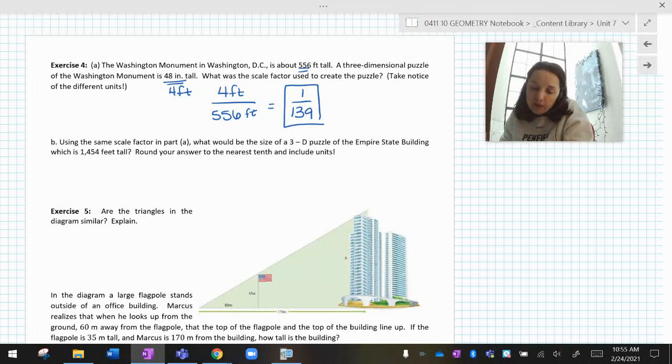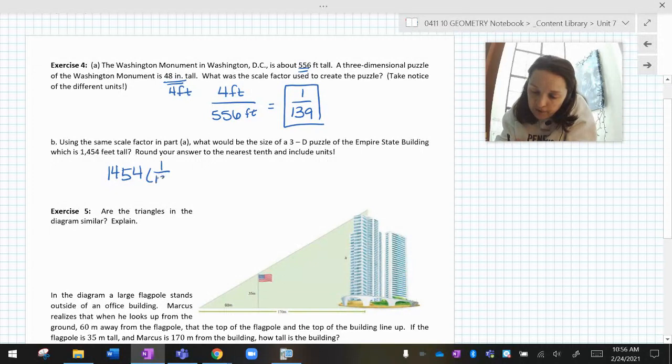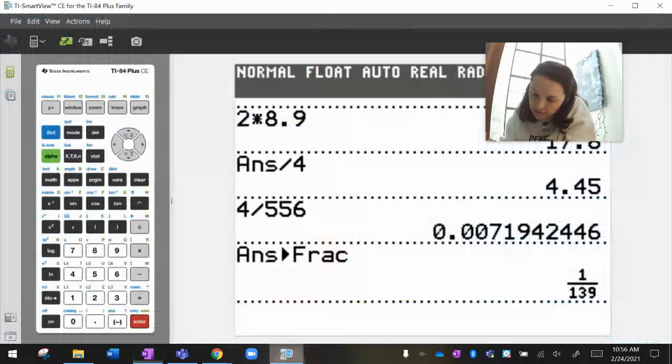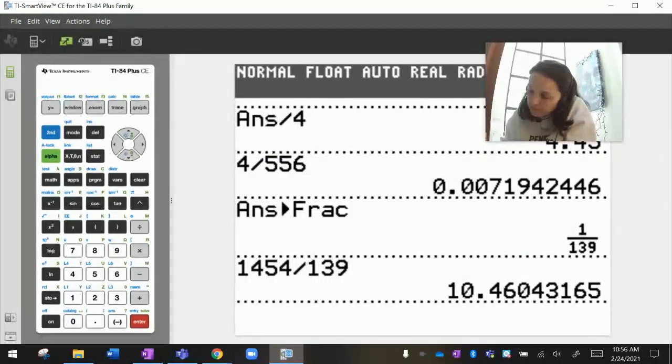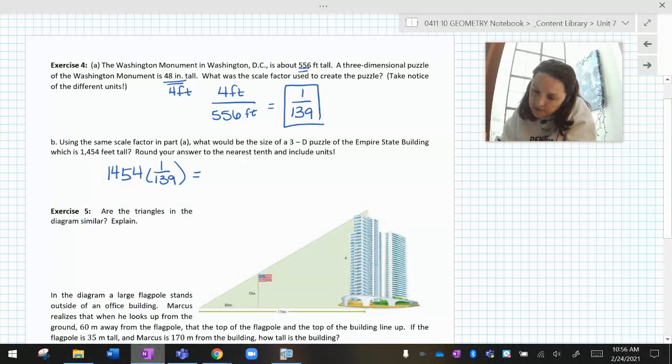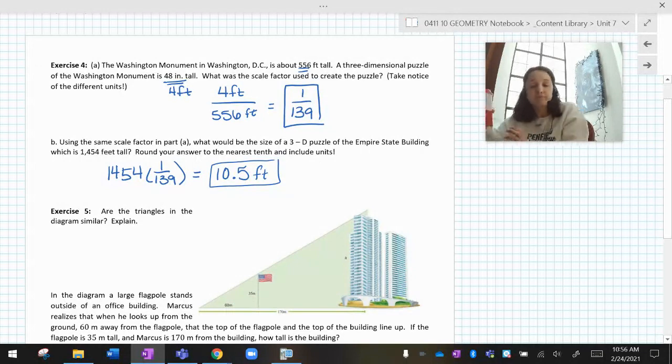Cool. Using the same scale factor as A, what would be the size of a 3D puzzle of the Empire State Building, which is 1,454 feet tall? Okay, well, I just need to shrink that down to 1/139th the size. 1454 times 1/139th is 1454 divided by 139. 10.46. Nearest tenth would be 10.5 feet. Dang, that would be a big puzzle.